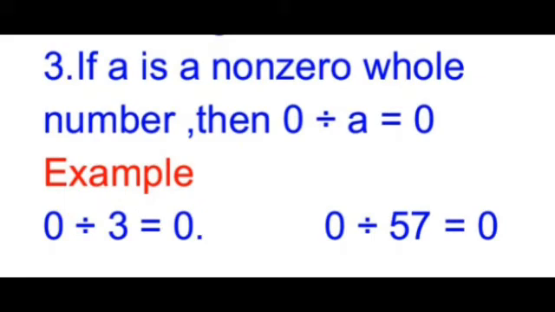If a is a non-zero whole number, then 0 divided by a is also 0. That means 0 divided by 3, the answer will be 0. Now we are going to start our exercise.